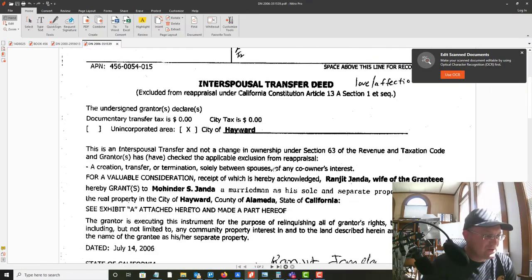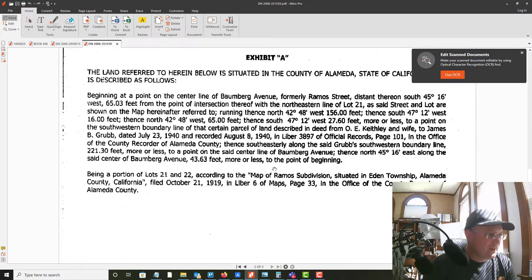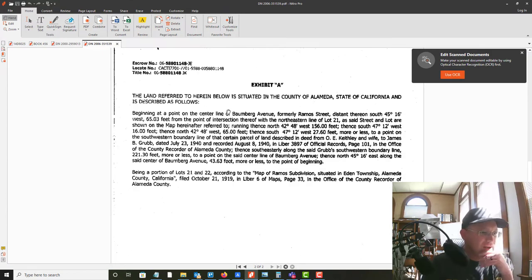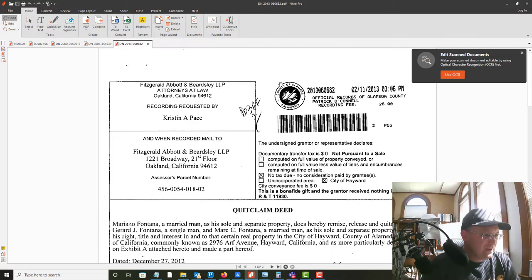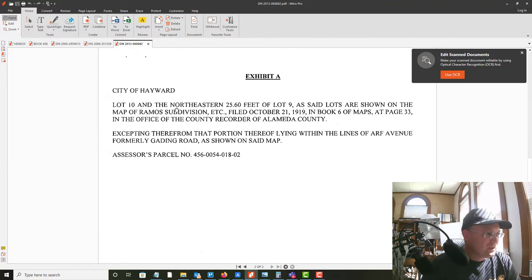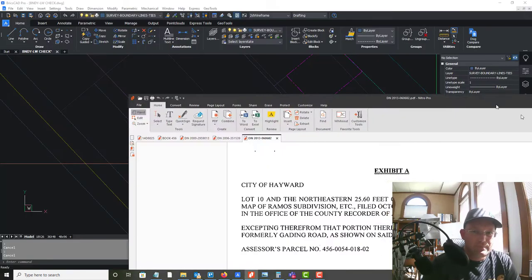Okay, so that's this 2006 deed. We begin at a point. This is meets and bounds, so it's one of our joiners. We already have it in, so we can go to the next one. This is a quit claim deed in 2013. It's lot 10 and the northeastern 25.6 feet of lot 9, as shown on the subdivision, except that lot portion lying within ARF.